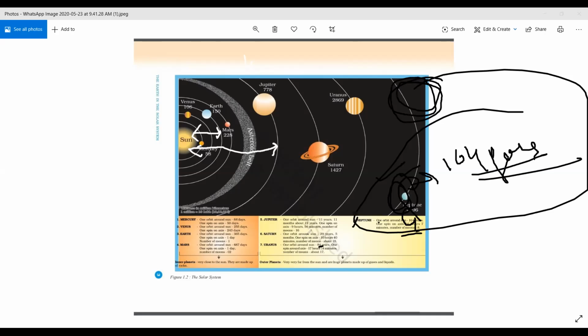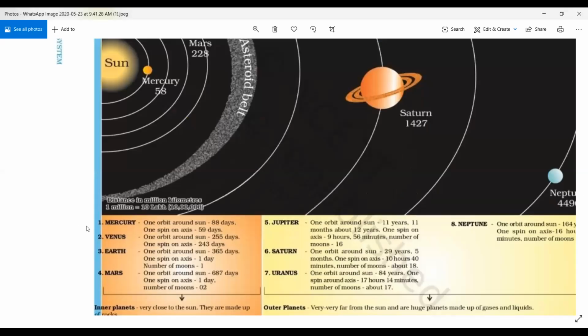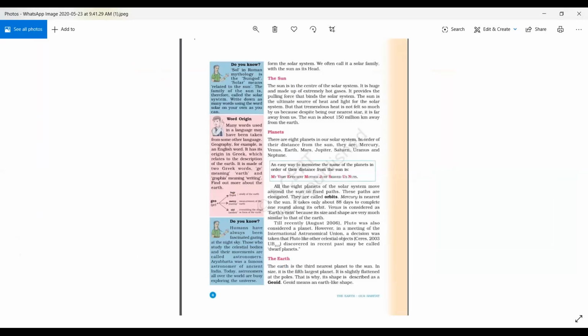That's why I say you study social science. Actually, this is science, but still. So now the next topic, the next page is this.